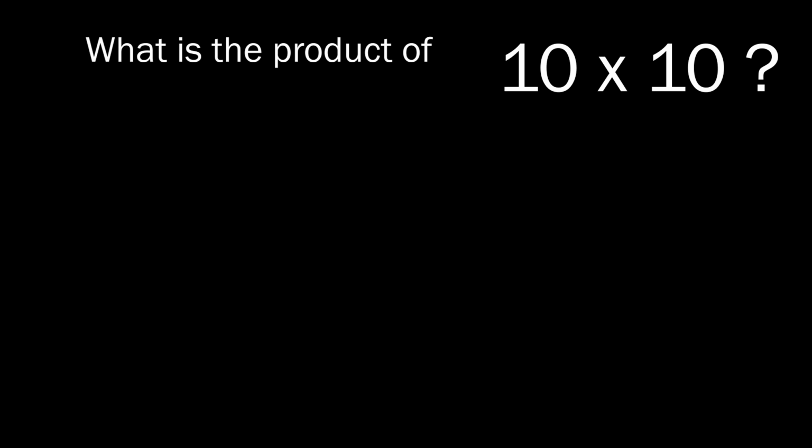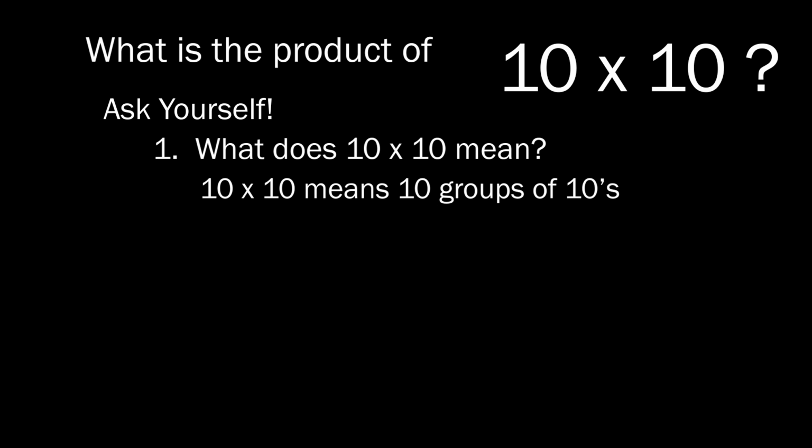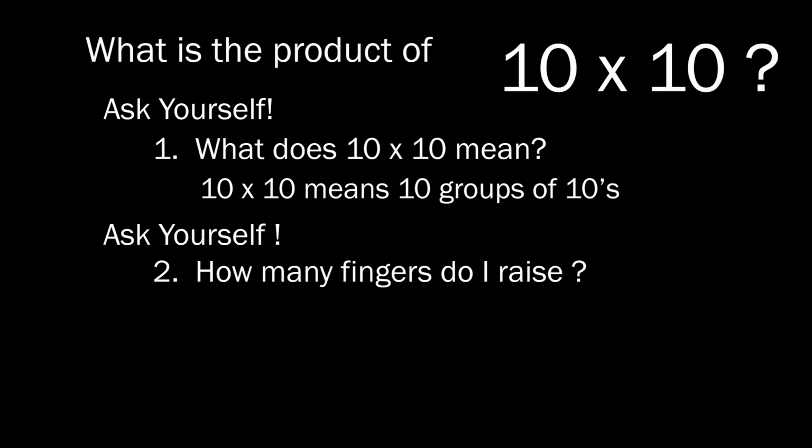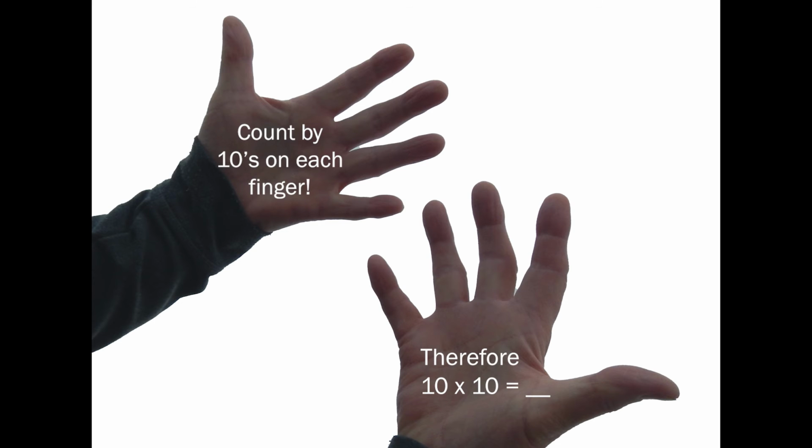What is the product of 10 times 10? What does 10 times 10 mean? 10 times 10 means 10 groups of tens. How many fingers do I raise? There are 10 groups of tens, therefore I raise 10 fingers. I want you to count by tens on each finger.